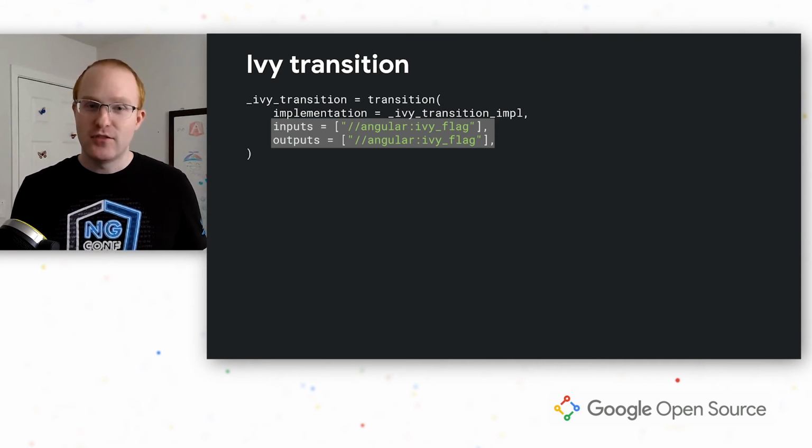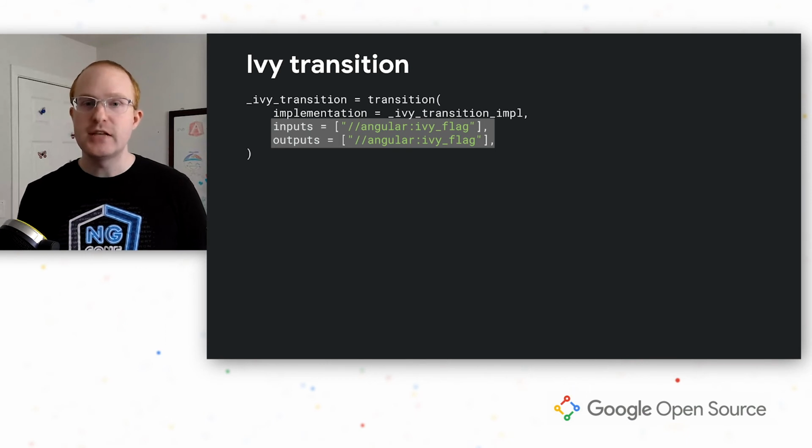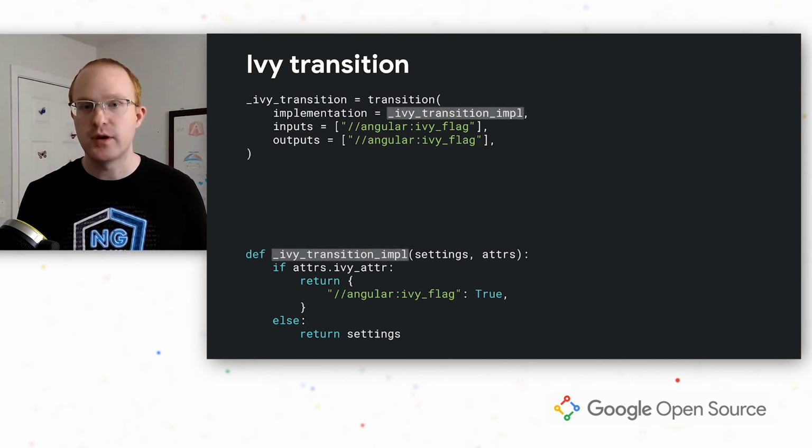The inputs are the flags that we want to read into our transition, while the outputs are flags we want to write to from our transition. In this case, we want to read and write the same Ivy flag, so that's the only one here. For the actual implementation, we define a new function that was referenced in the implementation parameter earlier.